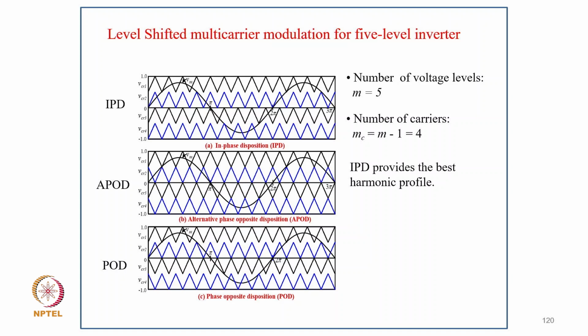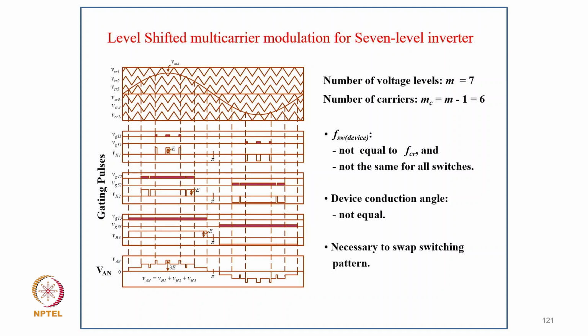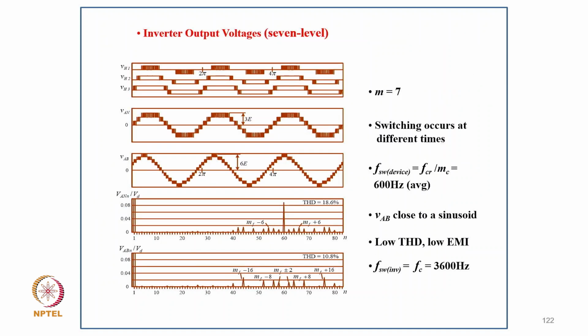The number of voltage levels is 5, the number of carriers is MC equal to M-1, which is 4, and IPD provides the best harmonic profile, as you can see. Coming to level-shifted multicarrier modulation for 7 levels, as you can see from the waveform, the number of levels M equals 7, the number of carriers is MC equal to M-1, that is 6, and the switching frequency of the devices is not equal to FCR and not the same for all devices. Device conduction is not equal, and it is necessary to swap the switching pattern. And this is the inverter output logic for 7 levels, as you can see here.